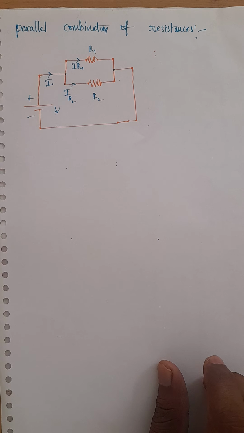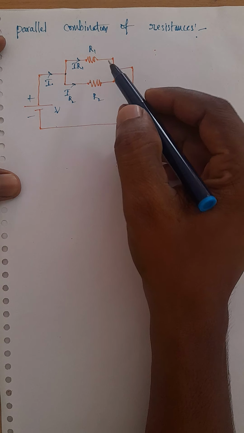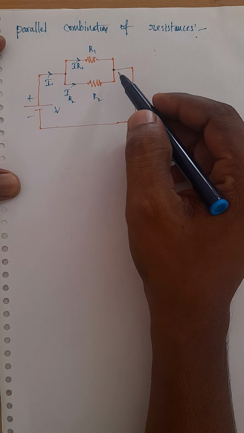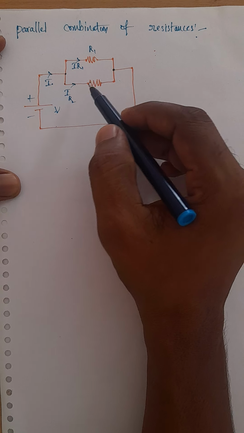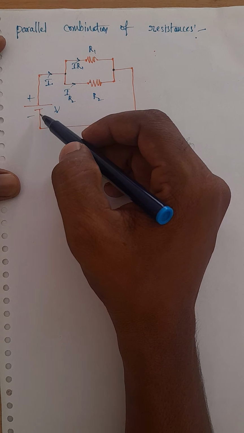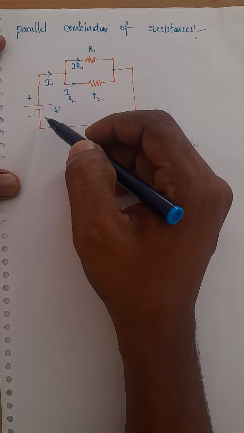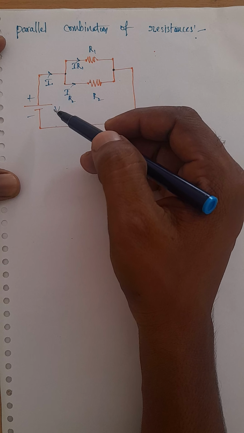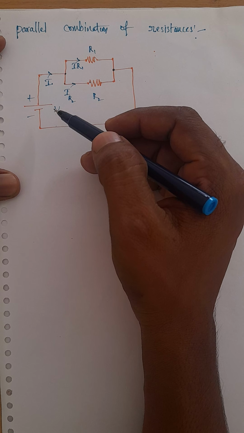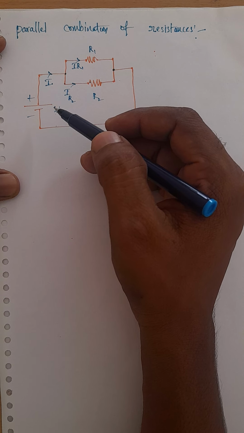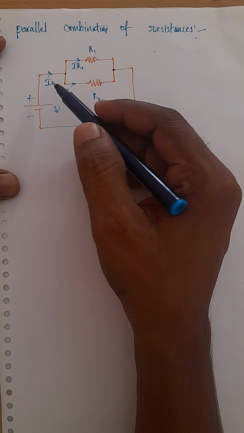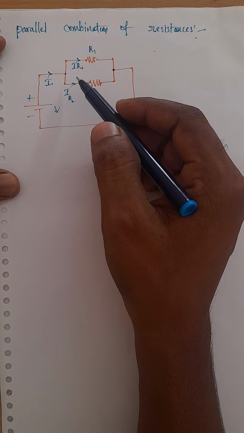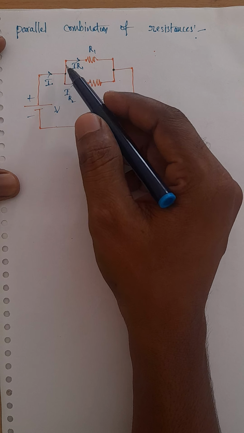Generally, let us consider R1 and R2 are two resistances connected in a parallel configuration. Here V is a voltage supply, generally called a DC voltage. The DC voltage is applied to the circuit. When we apply the DC voltage, obviously some current is generated and passes through the circuit. In a parallel circuit, the total current is divided.